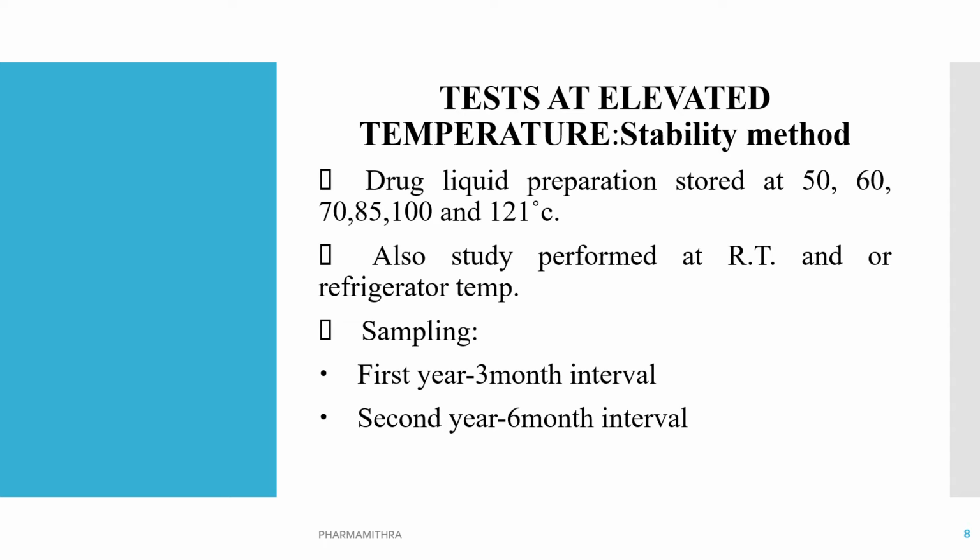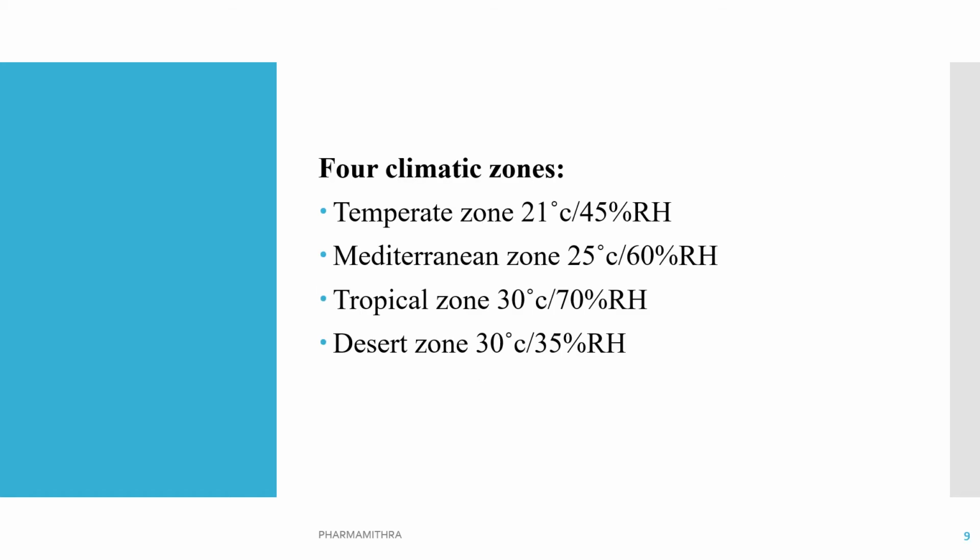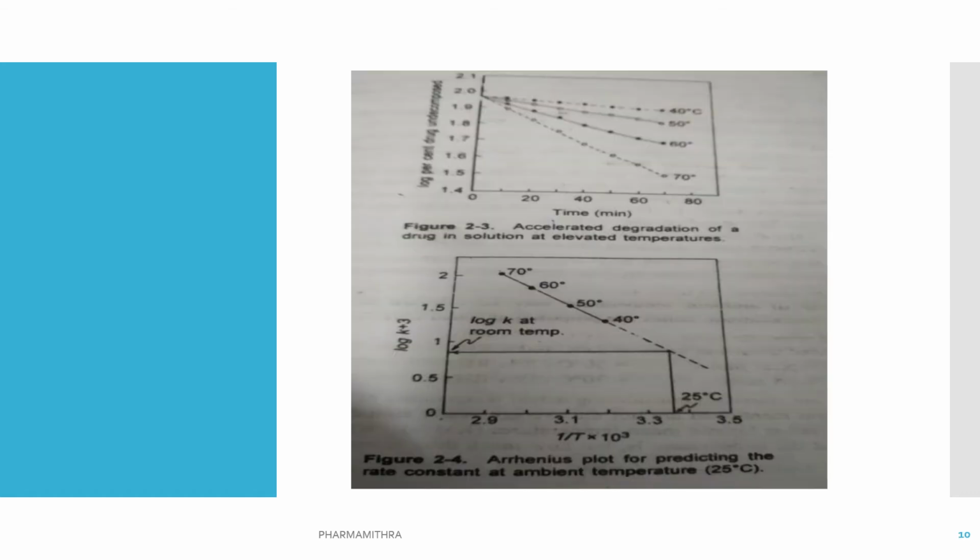So we can carry out the test mainly at elevated temperature. So we call it the stability method. We already discussed carrying out at different temperatures and different sampling methods we can use. Before that, we divide into 4 climatic zones: temperate zone, Mediterranean zone, tropical zone and desert zone. According to the zone, we can find out the temperature as well as relative humidity. For example, in the temperate zone, we can see a temperature of 21 degrees Celsius at 45% relative humidity.